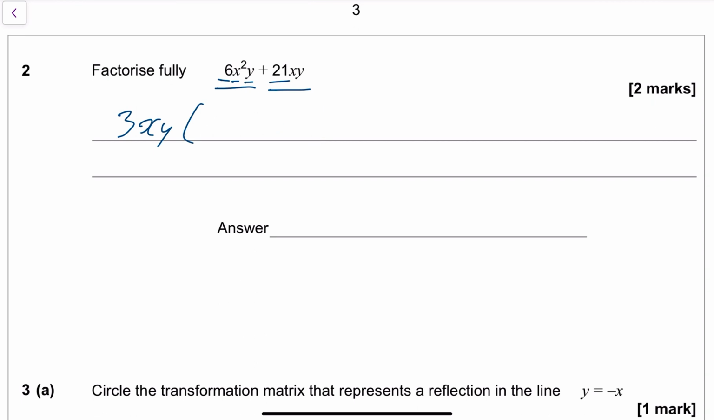So let's break this up. First of all, 3 times 2 would give you the 6. x times x would give you x squared. You've already got the y, so you don't need anything else. Next one then, 3 times 7 would give you 21. And x times 1 gives you x, y times 1 gives you the y. That's us done.